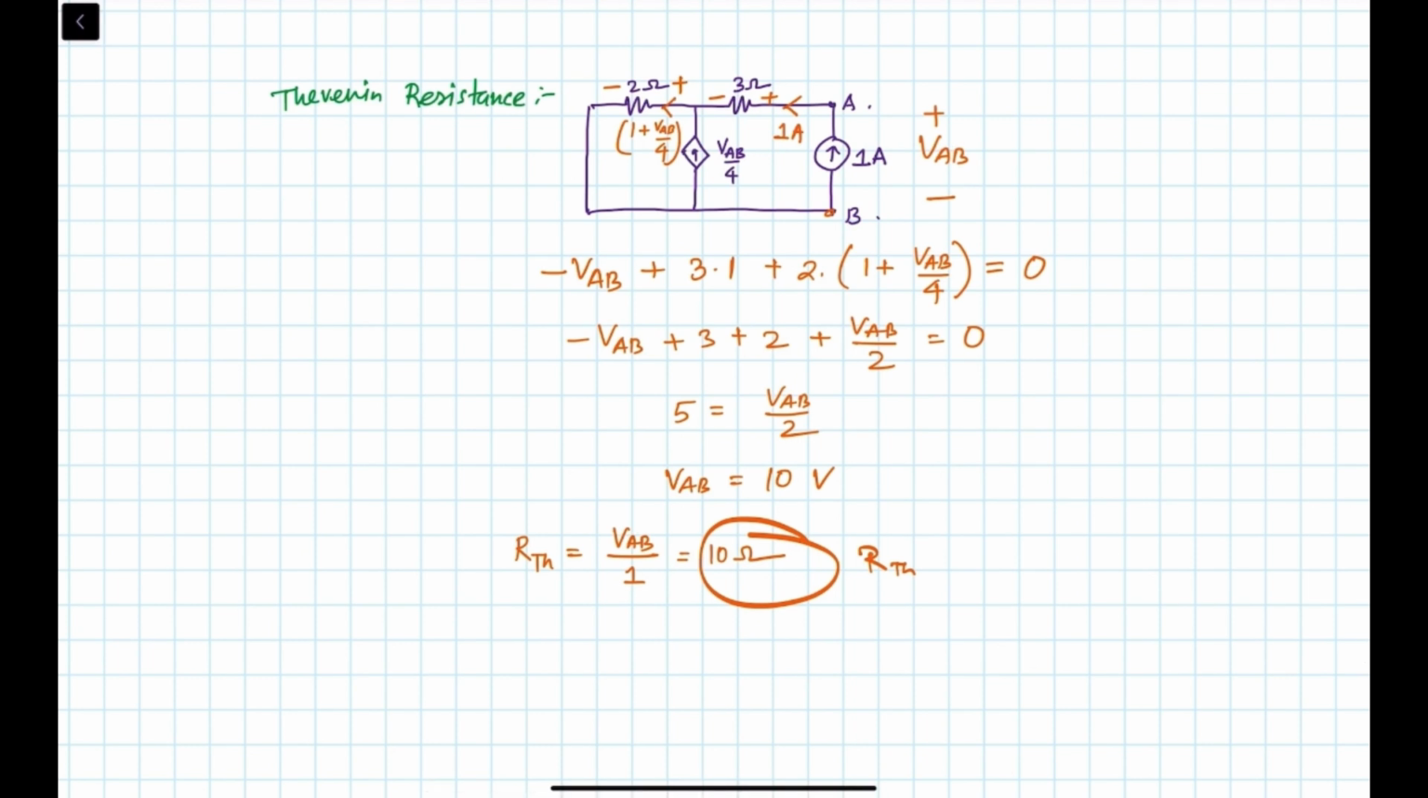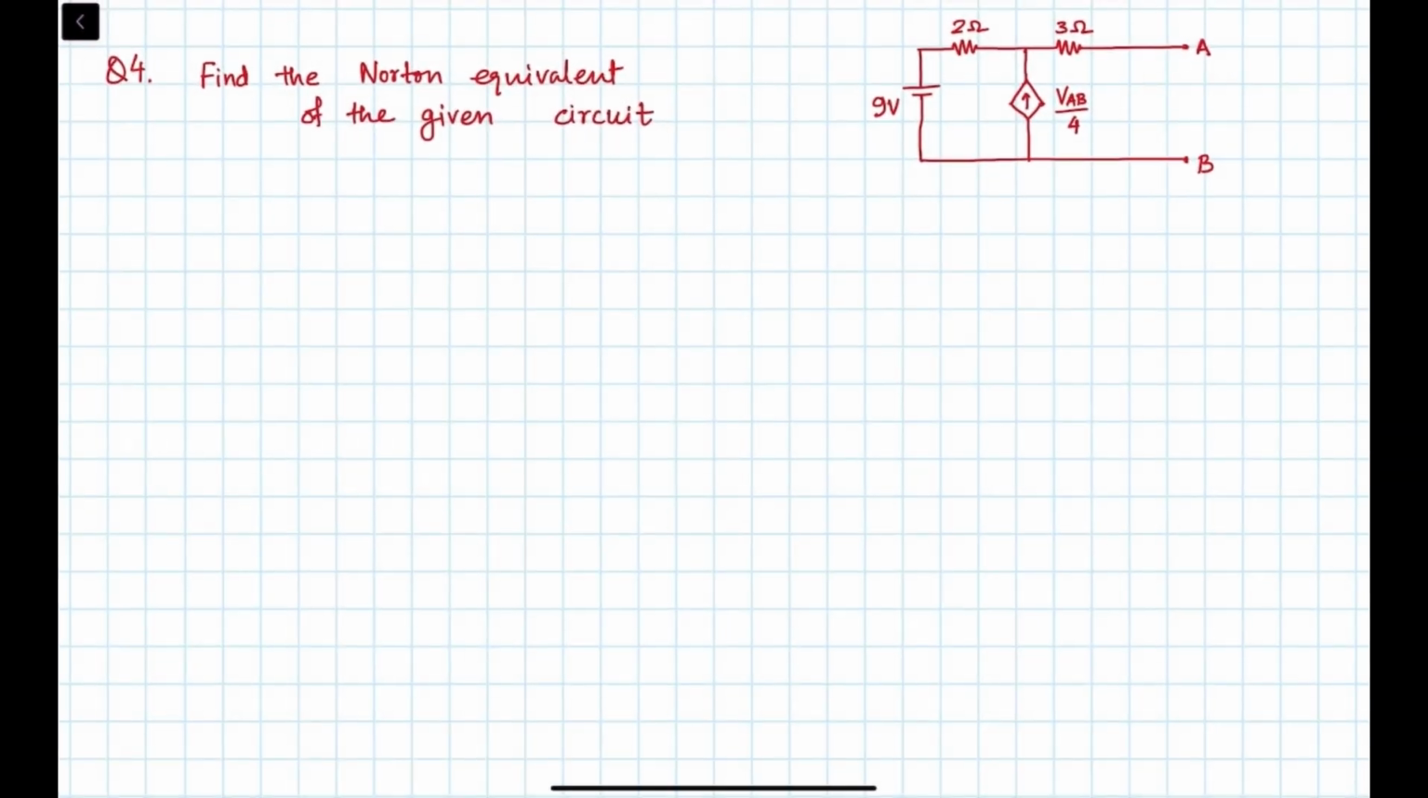So this was the solution. If you want to, you can pause the video here, you can check the calculation. Alright, so now coming back to the problem. So we have found that the resistance RN will be 10 ohm. Okay, so let's keep it aside and let's find the IN.